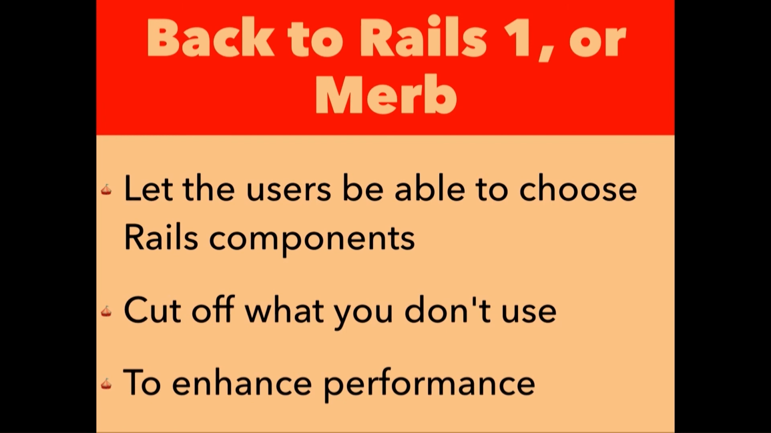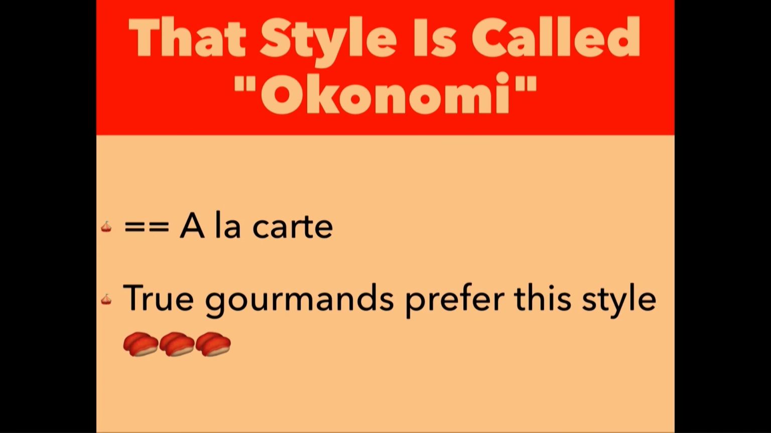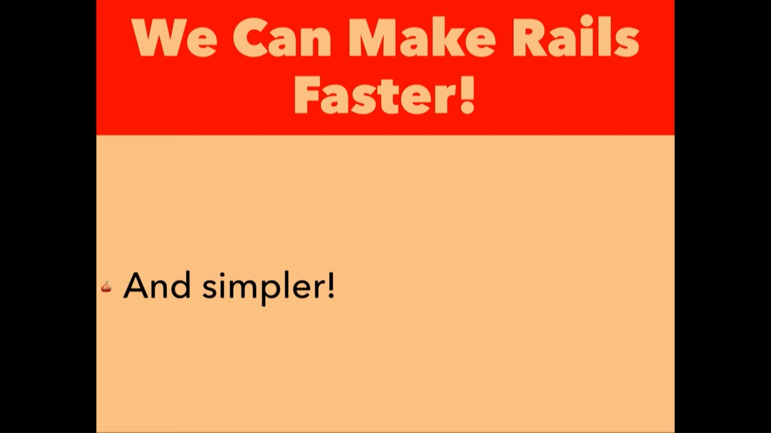So this is the idea. I'd like to propose some APIs and some alternative lightweight Rails components. I do not yet have any actual product, I'm sorry, but I'm going to work on them soon. So I'd like to let you choose, instead of everything being Omakase. That style is called Okonomi in Japanese. Okay, I'm going to finish soon. So anyway, we can make Rails faster and simpler this way.